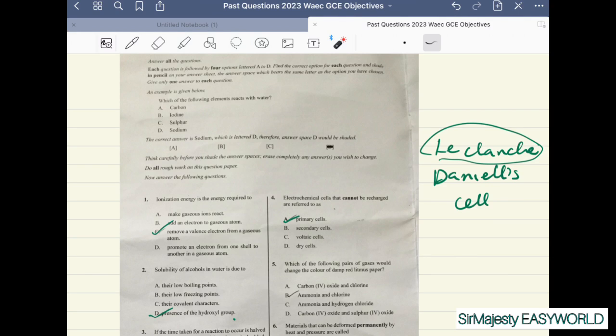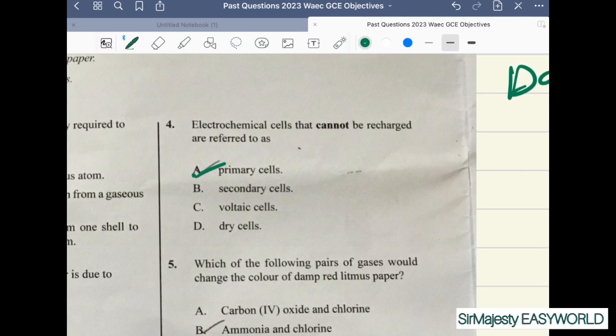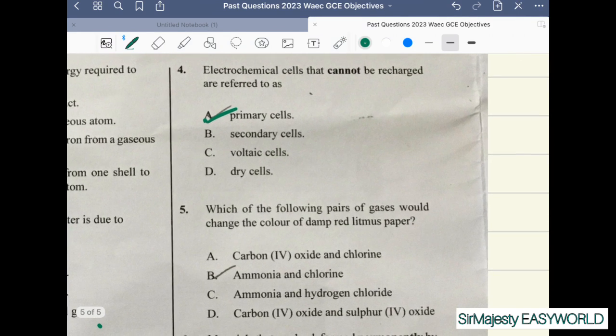Okay, so we take the next question, which says the opposite of a primary cell is a secondary cell. Before I leave that question, an example of a secondary cell is the lead-acid accumulator. That's the car battery, of course. So for this one, we talk about the car battery or the lead-acid accumulator.